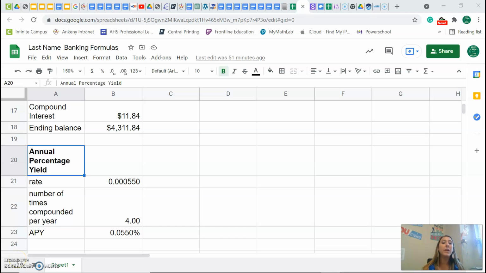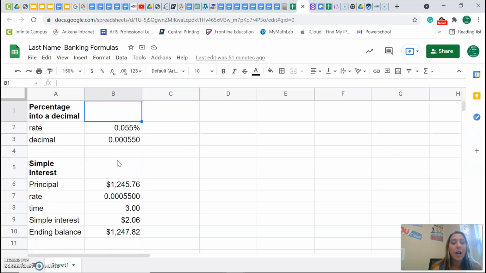Okay, so welcome back. We are going to do our final formula, and I was doing this in class, so it may look a little different than what we had when I stopped in the last video. If you want to make sure that we're all on the same page, I changed my percentage rate to 0.055%. Again, the way to type that is 0.055 and then hit enter. I'm not deleting anything, I'm just changing it.